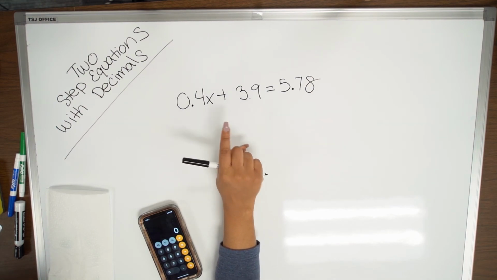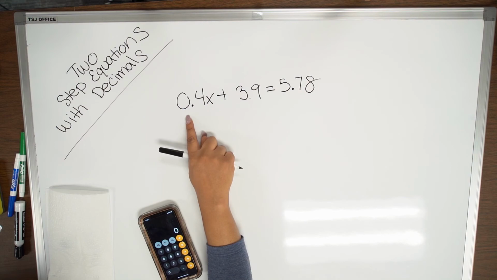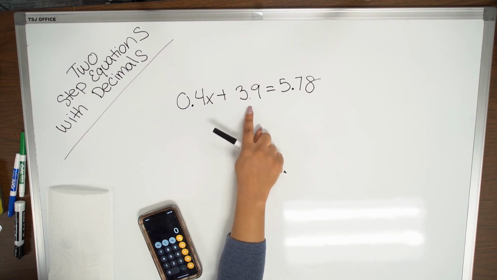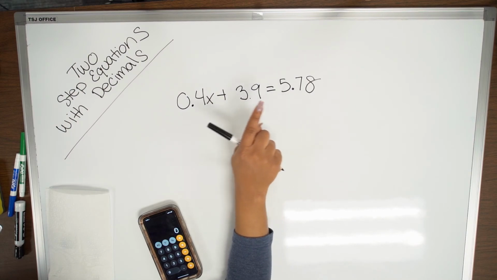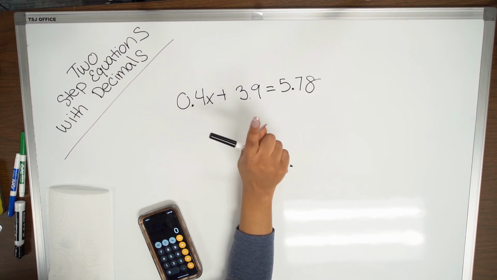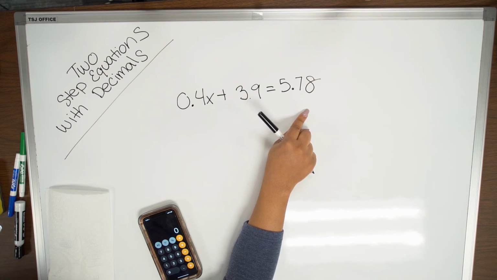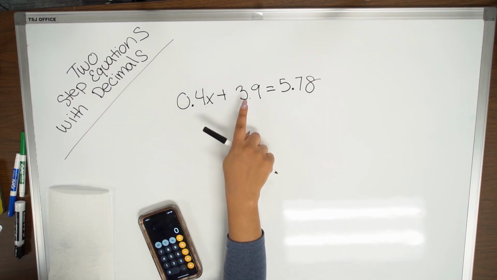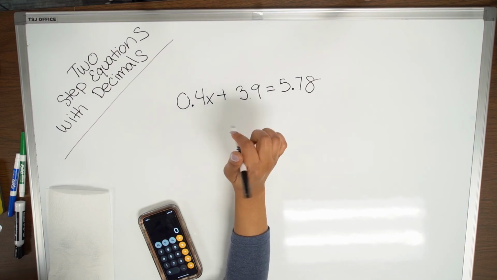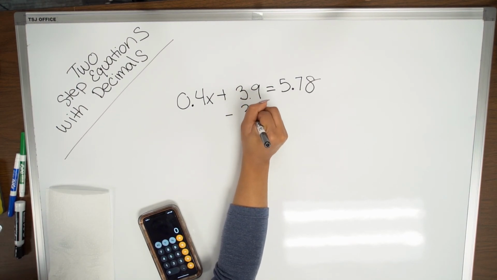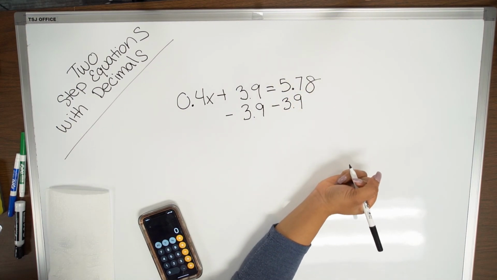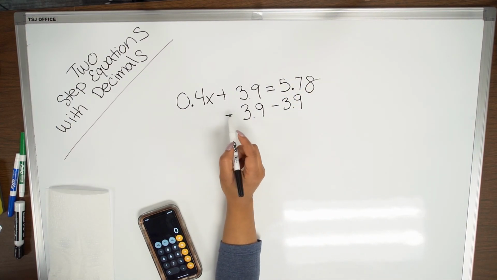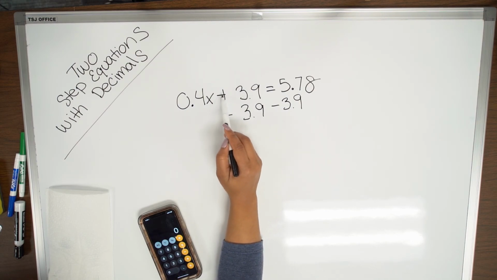All right? So we see that this has the variable on it, this does not, and this number is on this side of the equal sign. So remember, for equations, you want to try to get all variables on one side of the equal sign, all numbers on the other side of the equal sign. So we're going to move 3.9 over here. What you do to one side of the equation, you have to do to the other side of the equation. Okay? The reason why I subtracted is because this right here is plus, and so we have to do the opposite to cancel these out.